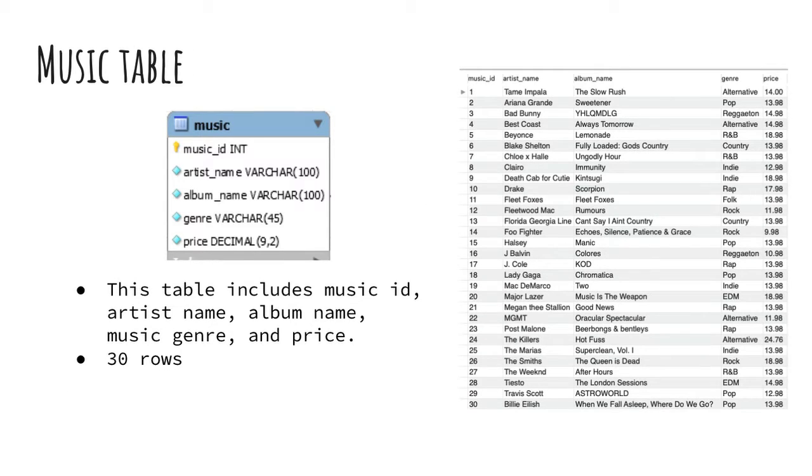Here is the music table, which includes the music ID, data type integer, the artist's name, the album name, the genre, which are all characters, and the price, which is decimal, data type decimal. The music table has a total of 30 rows.